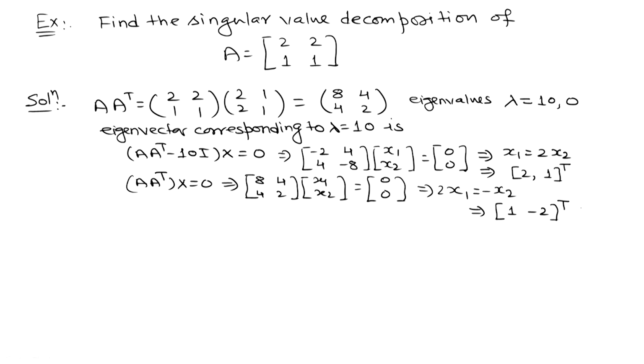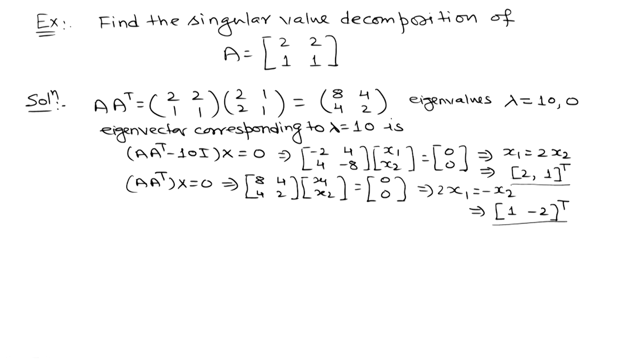One more thing is very important here: we have to make these eigenvectors orthonormal eigenvectors. So, we have to divide these by the norm of these vectors. The norm of this vector will be root 5, and the norm of this vector will be root 5. So, my matrix U will become 1 upon root 5 into the first eigenvector 2 1 as the first column of U and 1 minus 2. So, this is the matrix U.